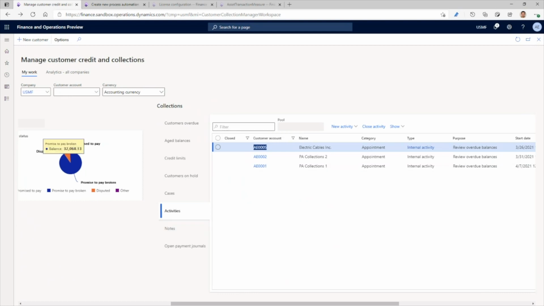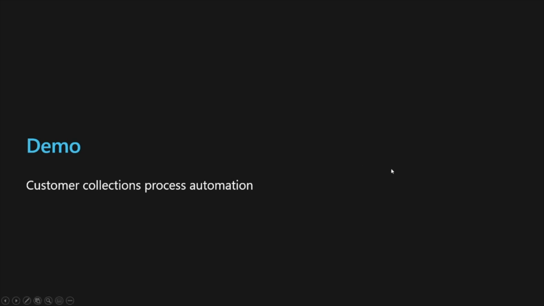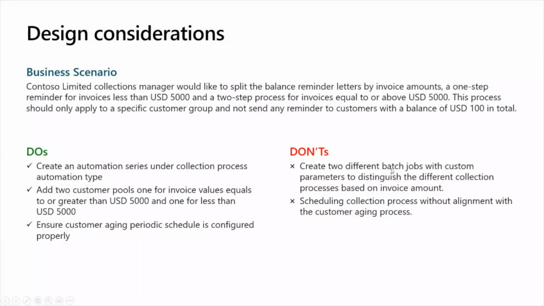Now, before I go to the next one, I would like to sum it up with some do's and don'ts, right? So it's what we saw. I would like to sum it up with the design consideration. For example, in this scenario, the collection manager would like to have a one-step reminder process for invoices less than 5,000 and a two-step process for invoices above 5,000, and would not like to have any reminder sent to 100 in total. How would they do that, right? What would be the do's and don'ts?